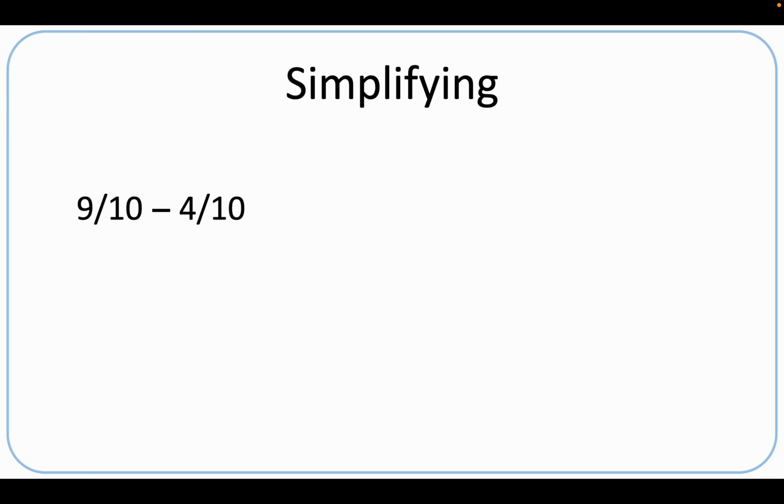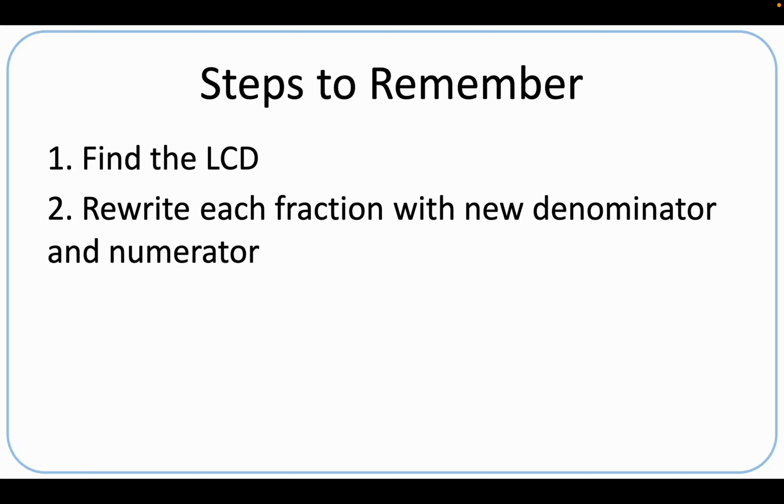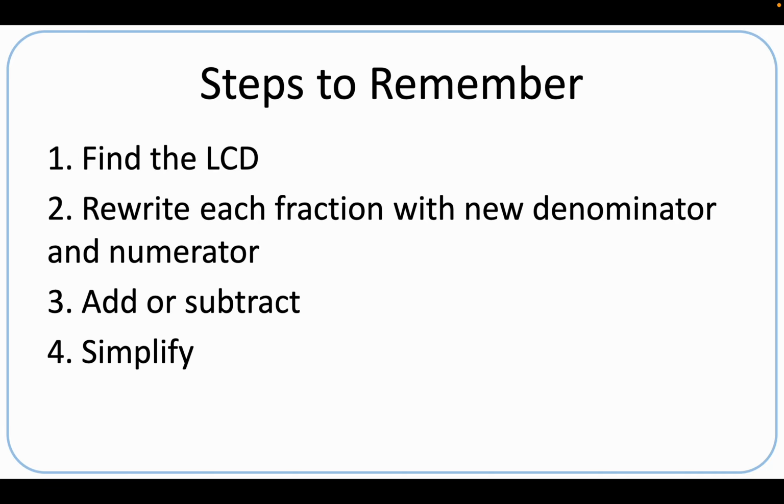And always when we're dealing with fractions, we want to simplify. So if you have 9/10 minus 4/10, you have 5/10, but this is not a simplified answer. We can reduce that to 1/2. If we divide both numerator and denominator by 5, you end up with 1/2. So here are our recap steps to remember when adding and subtracting fractions. Find the lowest common denominator if they don't already have an equal denominator. Then rewrite each fraction with the new denominator and new numerator. Add or subtract. And finally, simplify.